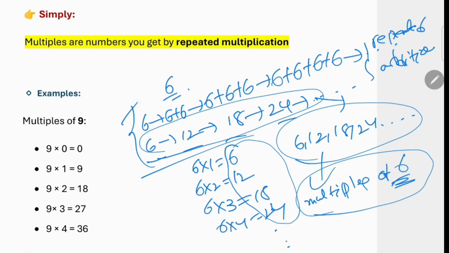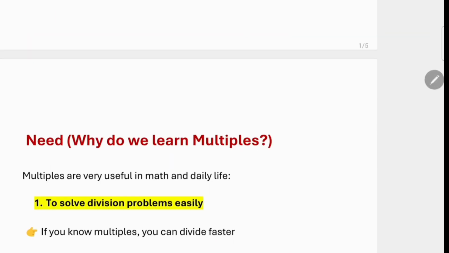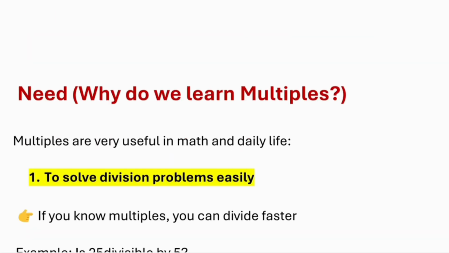In those two processes, which is the fastest method? The tabular form, I mean the multiplication form, is the fastest form. So we use multiples to find the answer faster than addition. Is it clear?